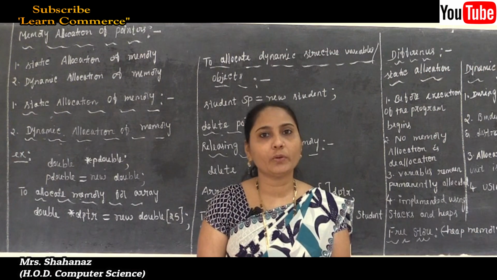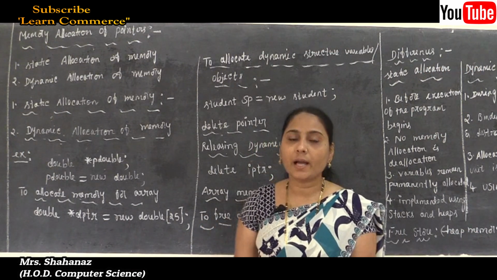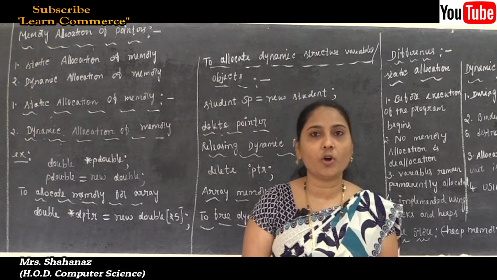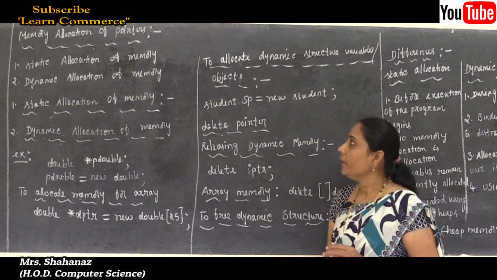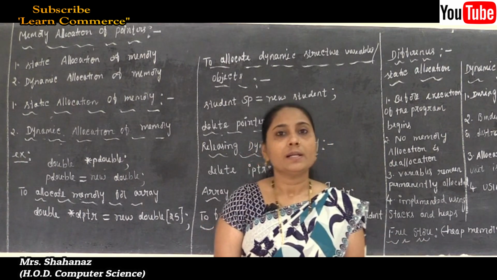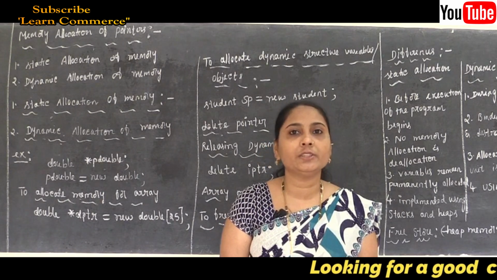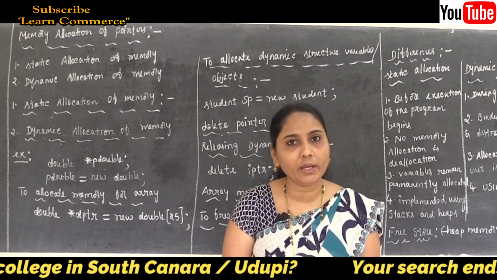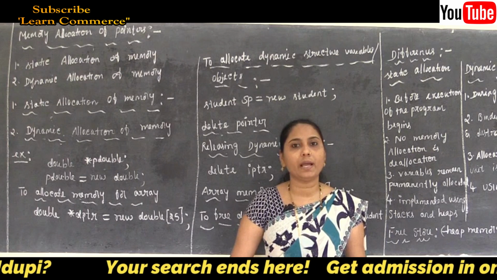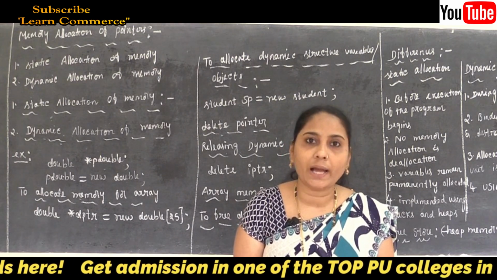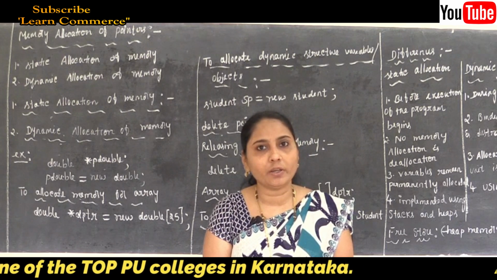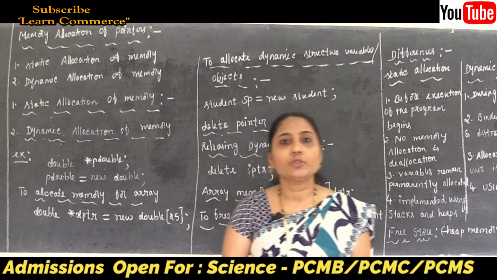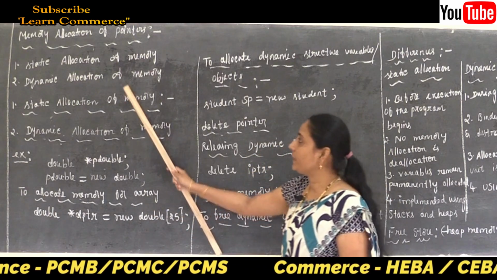Welcome to our second PU Computer Science online classes. In the last class, we completed the concept of memory allocation of pointers, and we know that such memory allocation can be done in two ways. The first method is called static allocation of memory, and the second is called dynamic allocation of memory. Static memory allocation means the amount of memory to be allocated is predicted and pre-known.